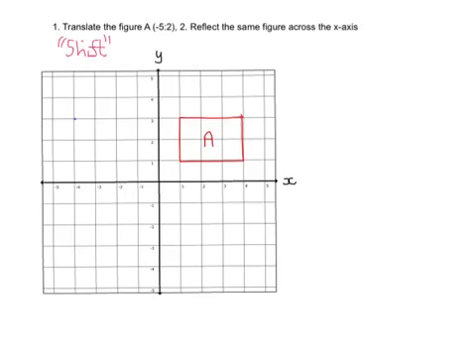I can just reconstruct the shape according to the same dimensions. So it was 3 across, 2 up. And there, this blue rectangle is our translation of the shape A.